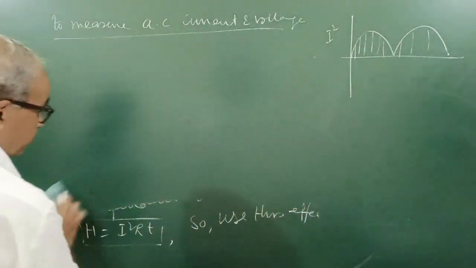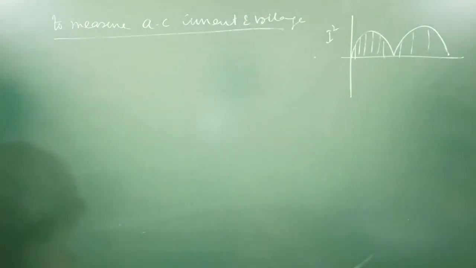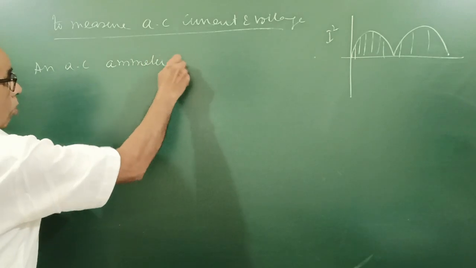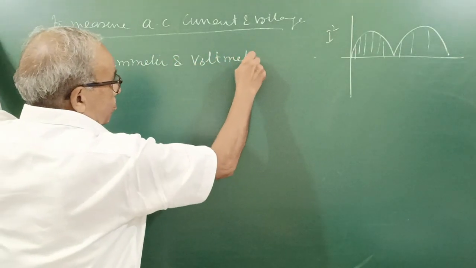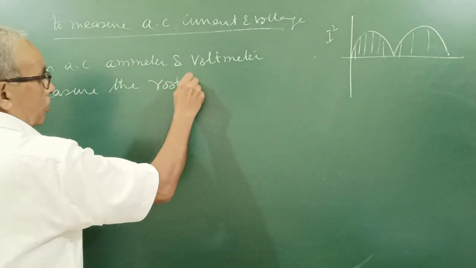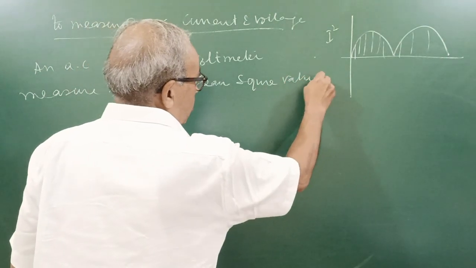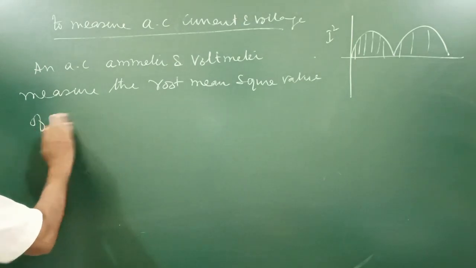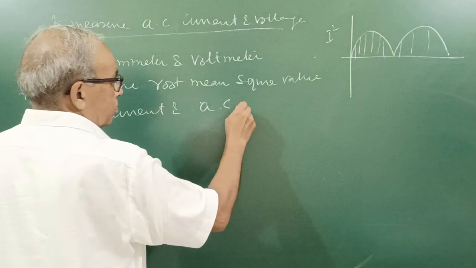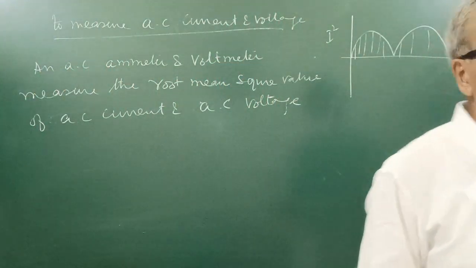So in measurement of AC, an AC ammeter or voltmeter measures the root mean square value of AC current and AC voltage. And remember, they use the heating effect of current.